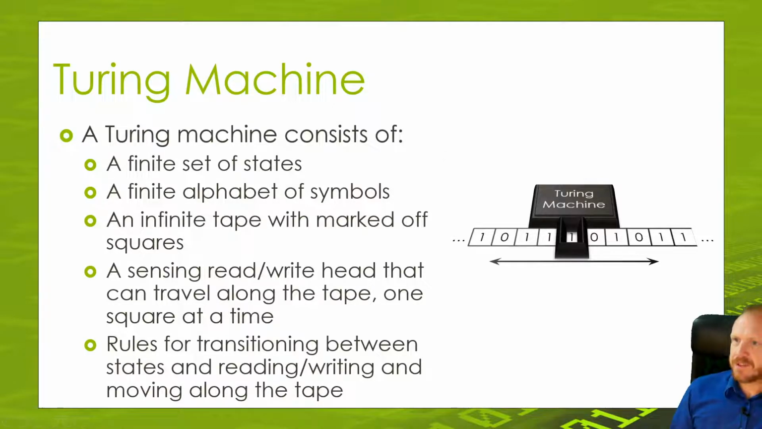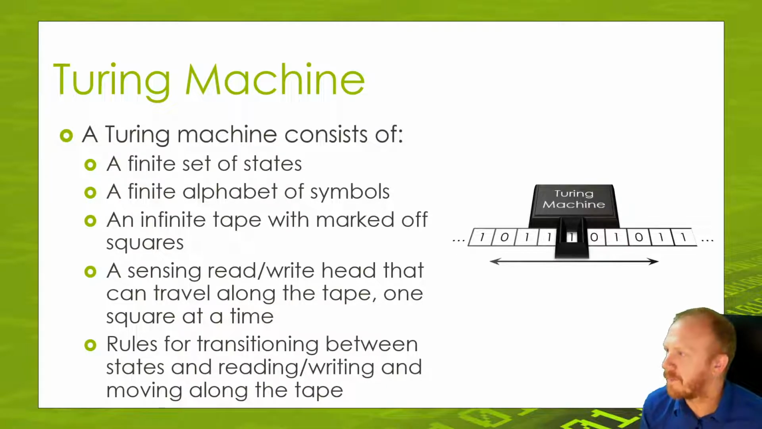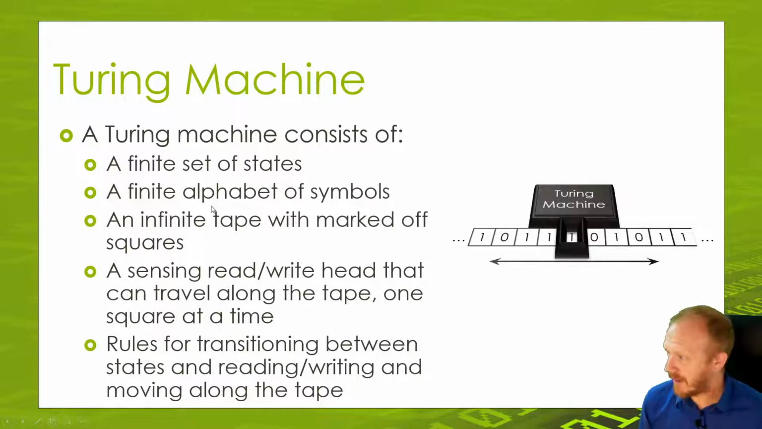The idea that a Turing machine consists of a finite set of states. Remember, a state, like in a finite state machine, is just: this is the state we're currently in. It can be called anything, it can represent anything, it doesn't matter. But there's a fixed number of states the computer can be in. It also has a finite alphabet, so these are the possible inputs it can take. It has an infinite tape.